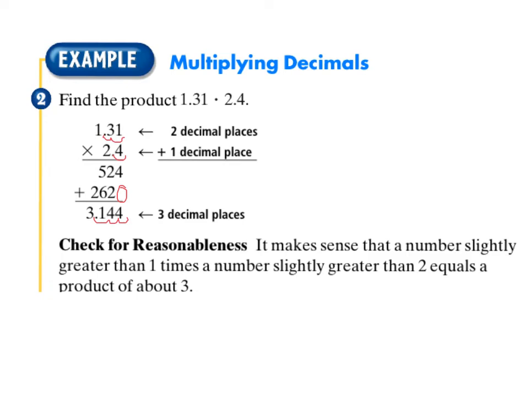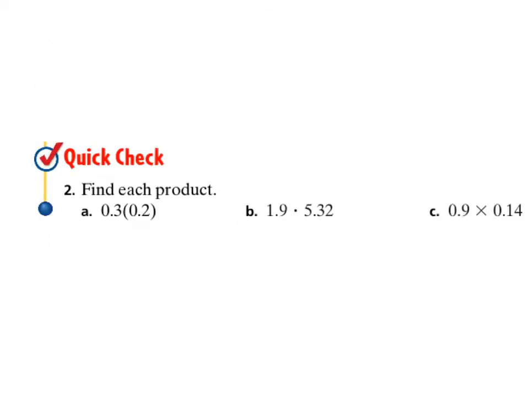So to check for reasonableness, it makes sense that a number slightly greater than 1 times a number slightly greater than 2 equals a product of 3. Because 1.3 is just a little bit bigger than 1, and 2.4 is just a little bit bigger than 2. So it's like if we're saying 2 times 1 plus a little would be a little bit bigger than 2. Pause the video and do these 3 in your notebook. Be sure to show all your work and write down the original problem.